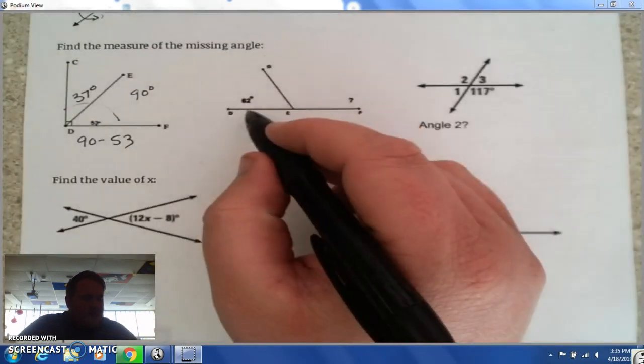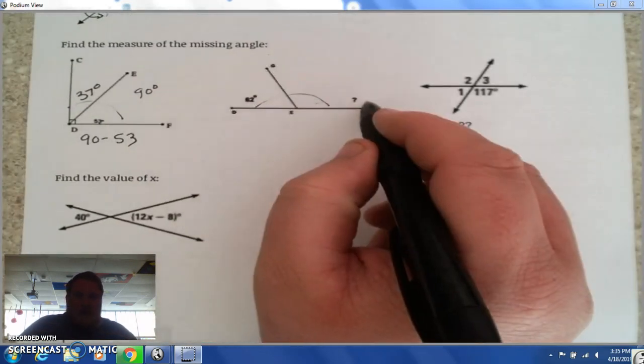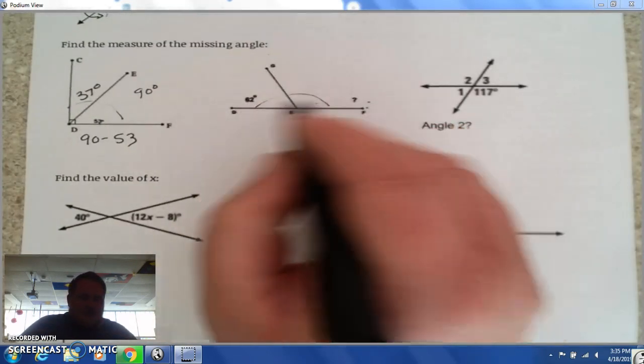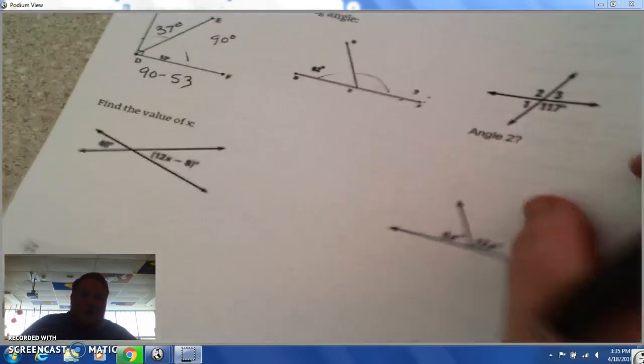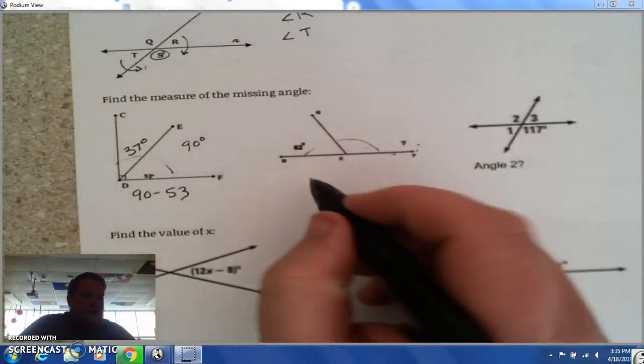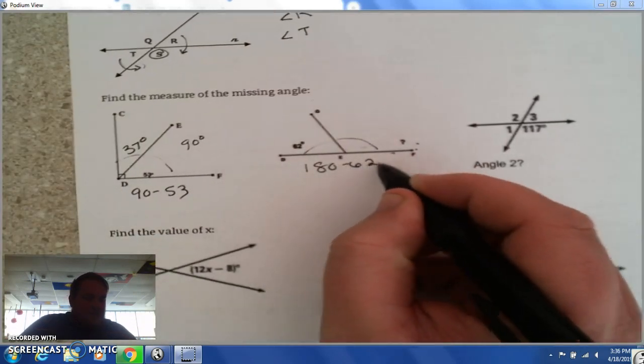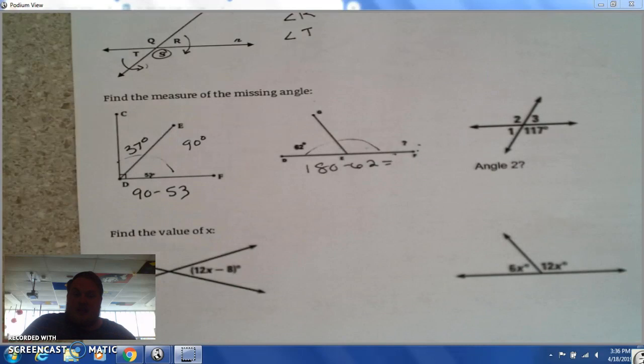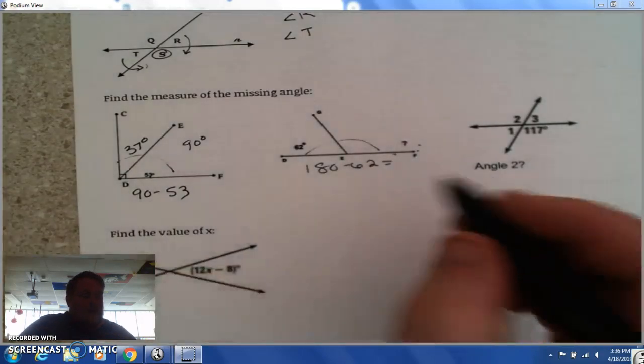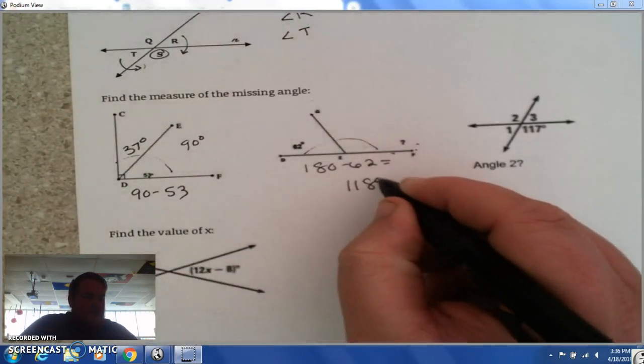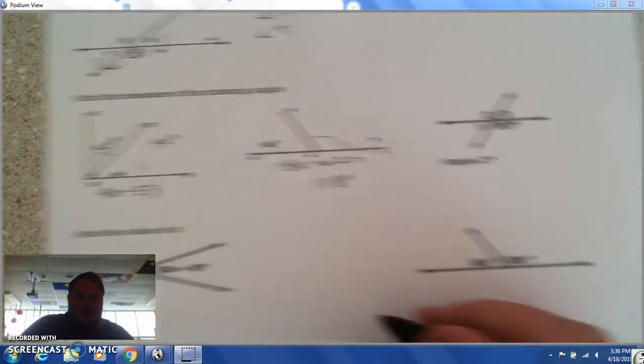Okay, now this makes that, awkward Y, that straight line at the bottom, so it's supplementary. I have old eyes, so I gotta look at this. 62 degrees, okay. So 180 minus 62 is going to be the matching angle. So that's going to be 118 degrees, because those are supplementary.